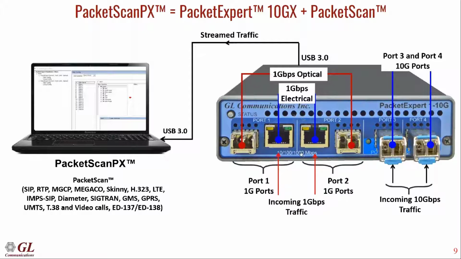So you can capture traffic on the two 1G ports here, or you can capture on the two 10G ports. The incoming traffic on both the ports is captured, and we have 8 GB DDR3 RAM on board within the hardware. So it is stored there temporarily and then transferred over this USB 3 interface to the PC, where the PacketScan software runs. It picks up the packets and does the analysis.